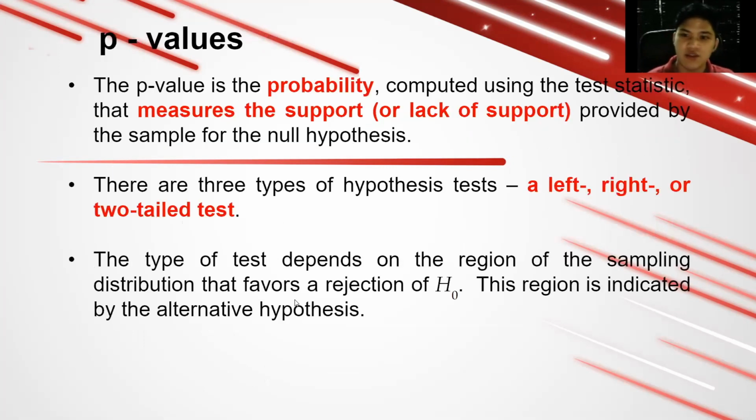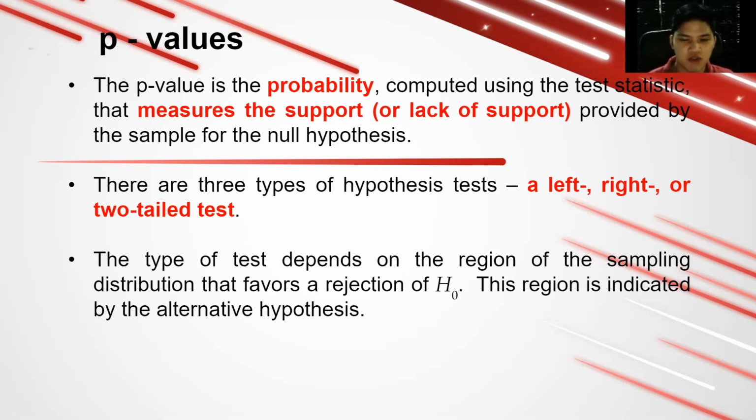Now, this is another aspect that is really crucial when it comes to hypothesis testing. So we have the p-value. The p-value is the probability, computed using the test statistic, that measures the support or lack of support provided by the sample for the null hypothesis.